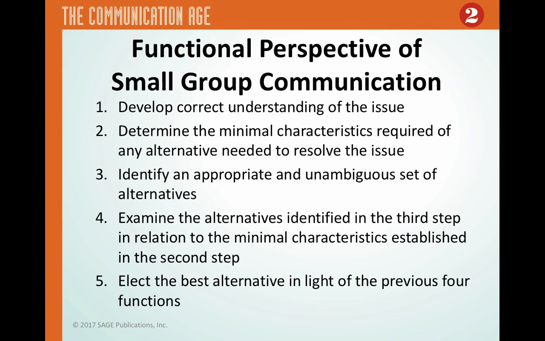Next thing you want to do is examine the alternatives identified in relation to the minimal characteristics established in the second step. So you're looking at all your alternatives, but you're coming back and saying, okay, this is what we need. This is absolutely what we have to have in order to get this done. Do any of these alternatives that we just came up with fit into that? And then you elect the best alternative in light of the previous 4 functions. So read about this. Make sure you understand the 5 communicative stages or the 5 communicative functional properties.